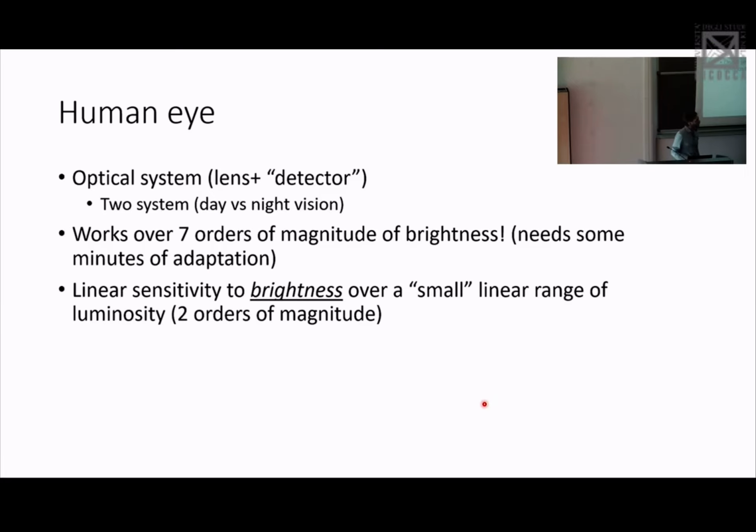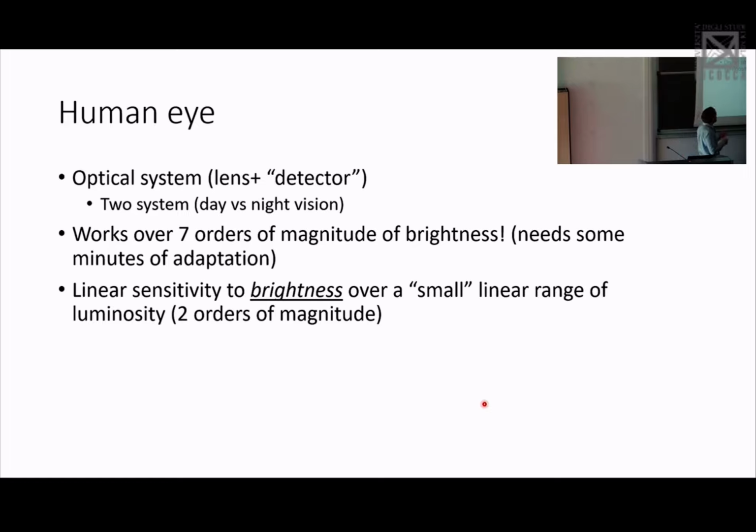So the eye itself is an optical system. We can see that as an optical system. We have a lens, which is made by the cornea plus the crystalline, plus a detector, which is the retina.